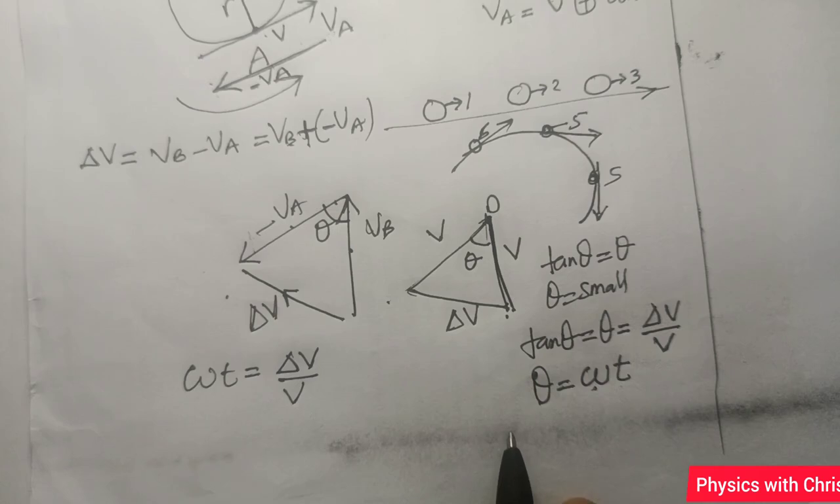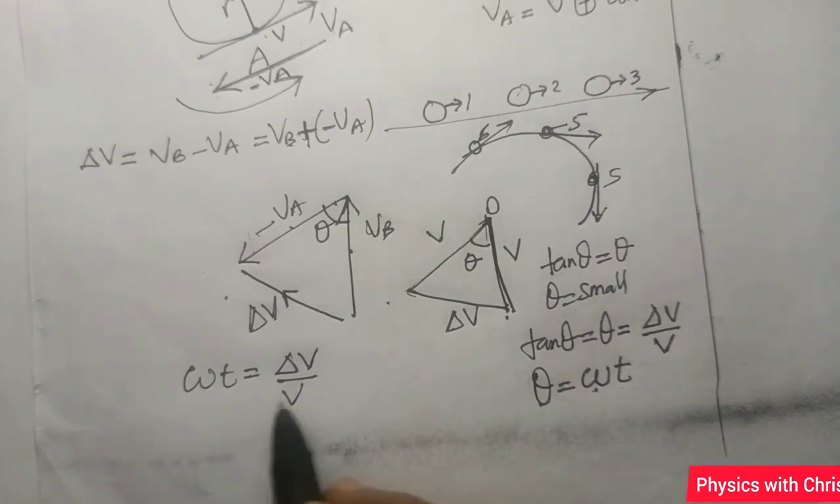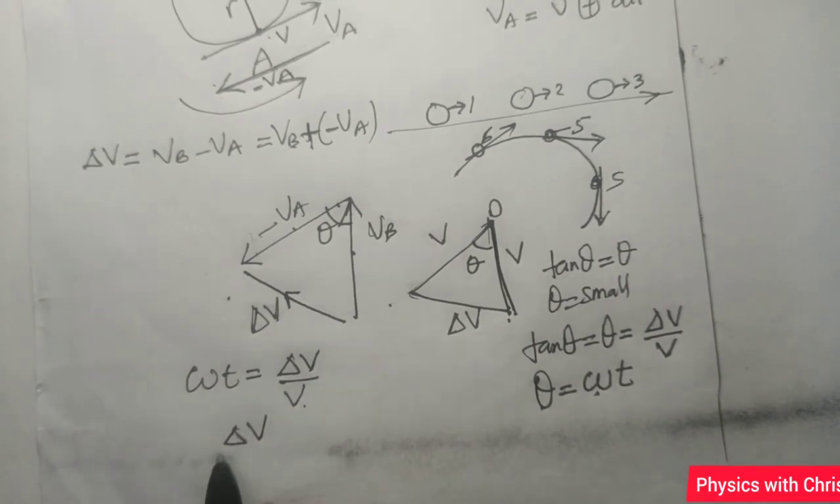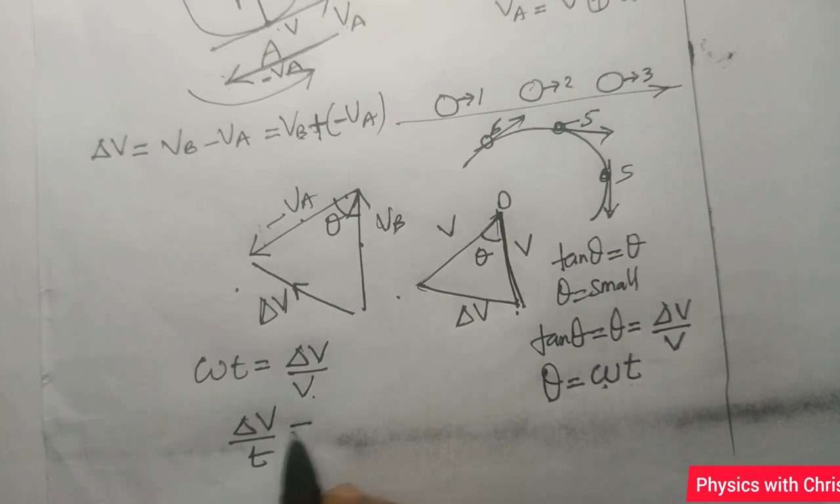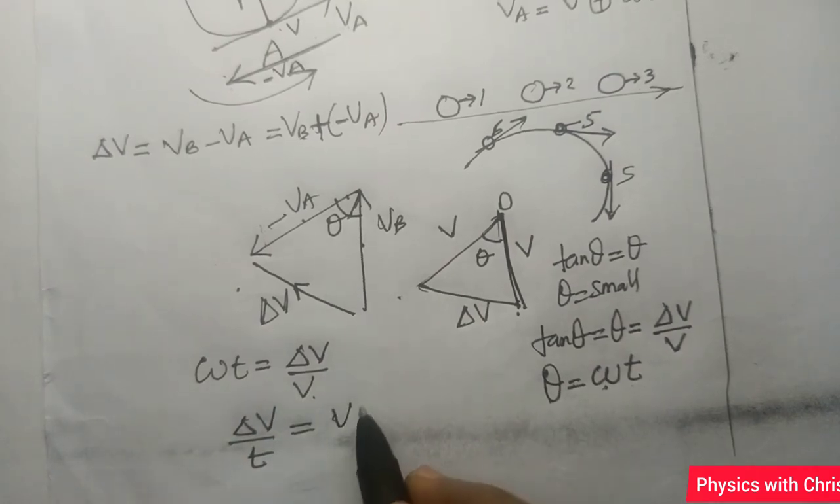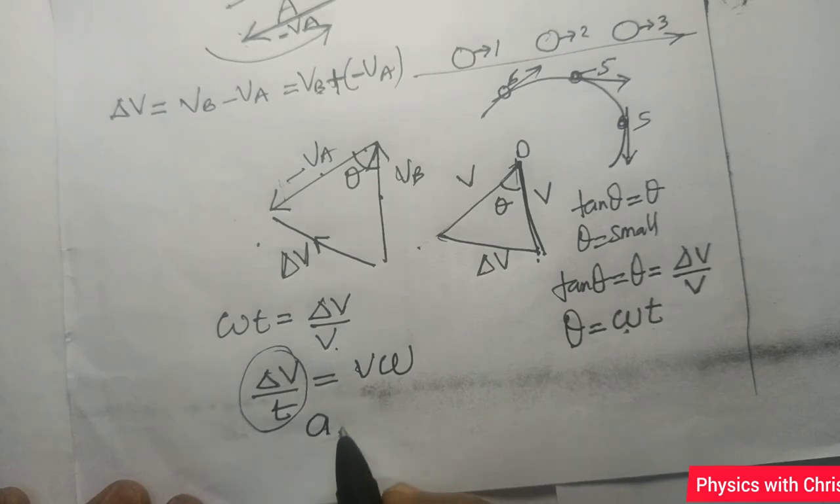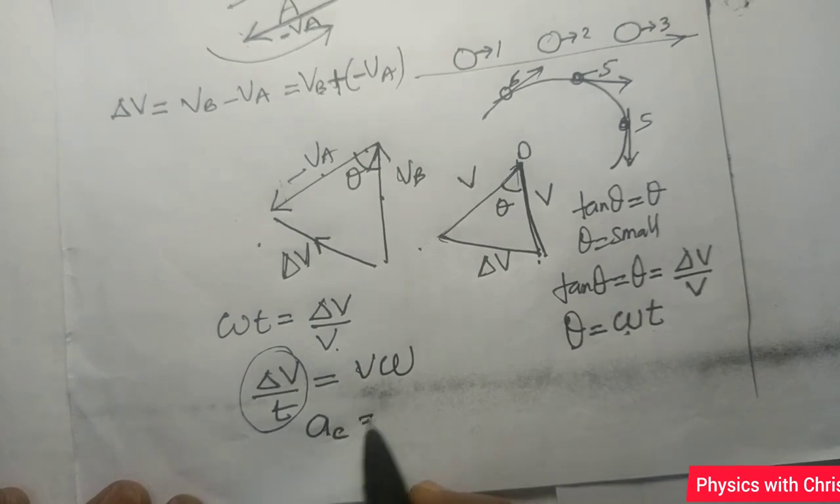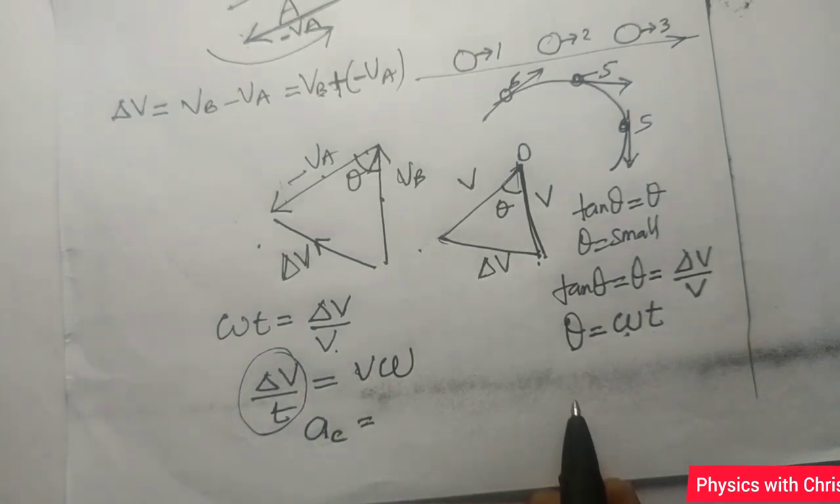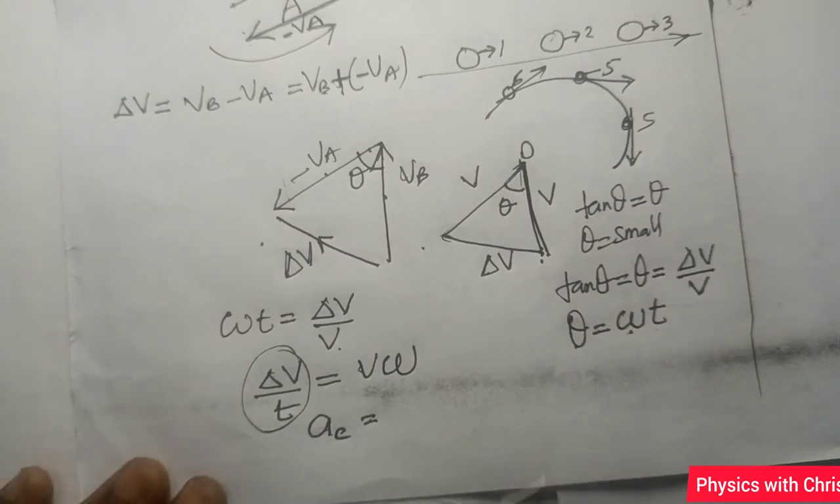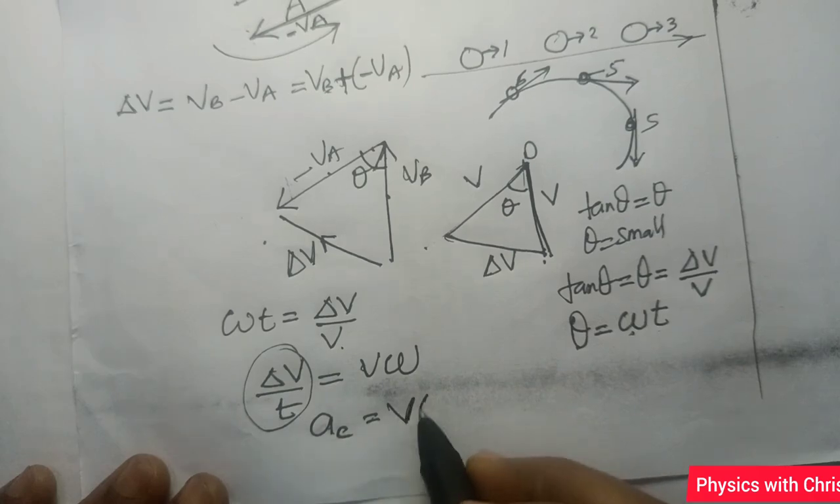I'm going to rearrange this equation so that I bring my t this way. So I have delta v, dividing both sides by t, divided by t equals, bring v to this side, that's v times omega. So the ratio delta v over t, that is change in velocity over time, that's the same thing as my centripetal acceleration AC, which is given as v times omega.